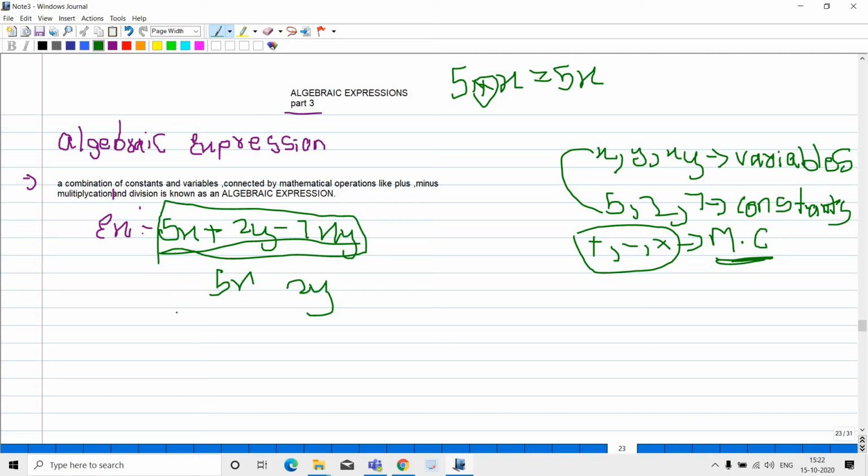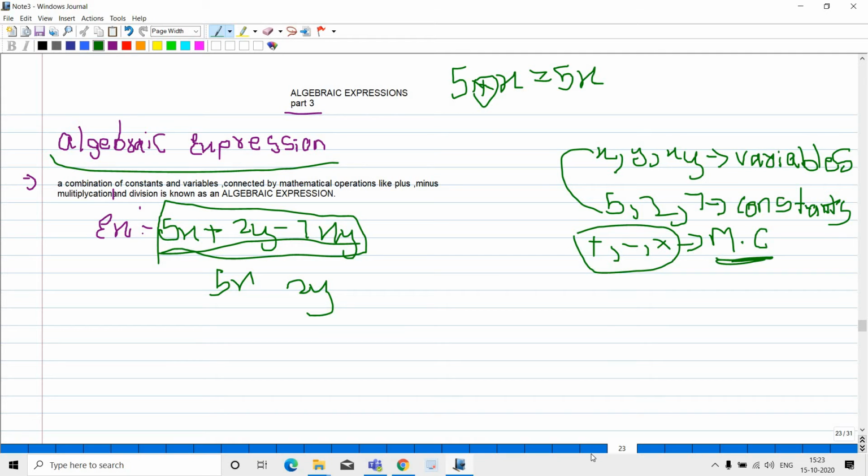You can write any type of example for this. So we completed the definition of algebraic expression. Now you know what algebra is and what it deals with, you know mathematical operations, and you know the definition of algebraic expression, and I wrote the example. You should write another two examples for this, and you should write what the constants are, what the variables are, what the mathematical operations are, how these mathematical operations are connecting the variables and the constants, and how they form an algebraic expression. So now we completed algebraic expression.